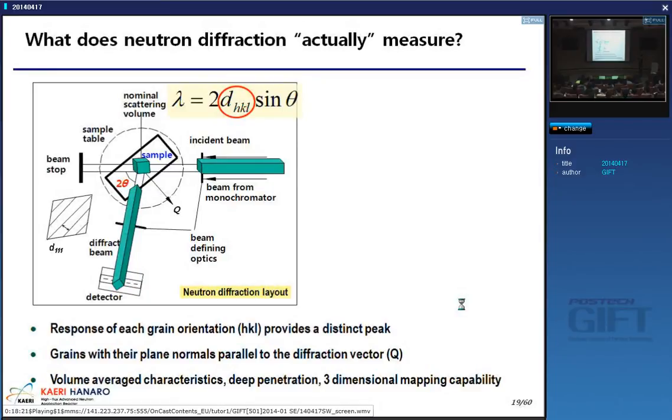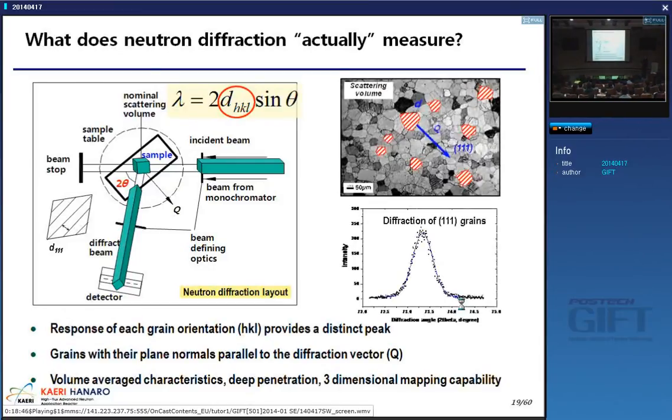So you can see here that it is a volume average characteristic. Inside this volume, there are about a few thousand grains, okay? So it is a grain average, volume average, and neutrons can penetrate deep inside. And if we move the sample a little bit, 1 millimeter, 1 millimeter, you can do mapping; three-dimensional mapping capability can be measured, right? So from the 111 plane, you can get this kind of diffraction peak.